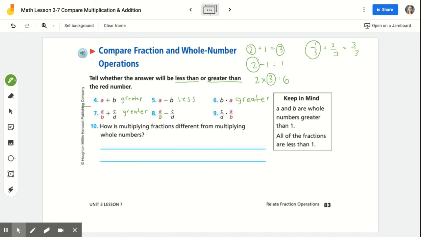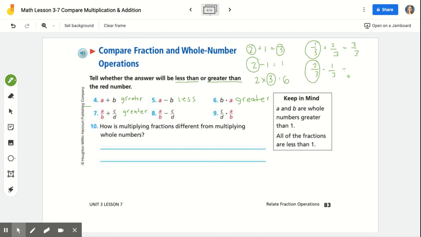Okay, and then number 8, AB minus CD. So a fraction minus a fraction, are we going to get an answer that's greater than or less than the fraction that we start off with? So let's do 2/3 minus 1/3. Is our answer going to be greater than or less than 2/3?